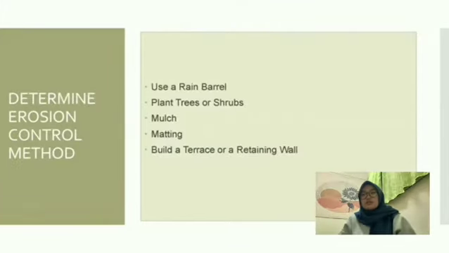As you can see, determine erosion control method. They have five, which are: use a rain barrel, plant tree or shrub, mulch, matting, and build a terrace or a retaining wall.